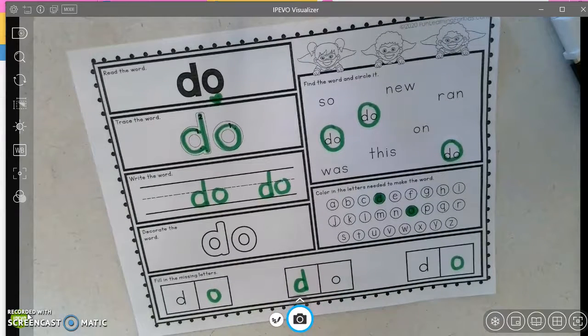Good job doing your do page, friends. You did an excellent job.